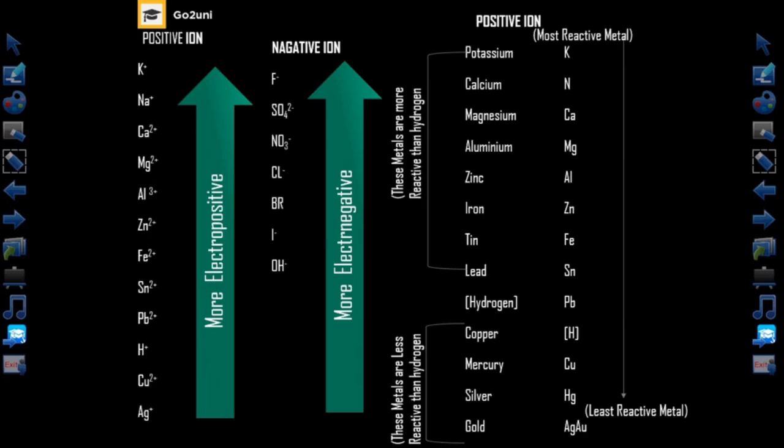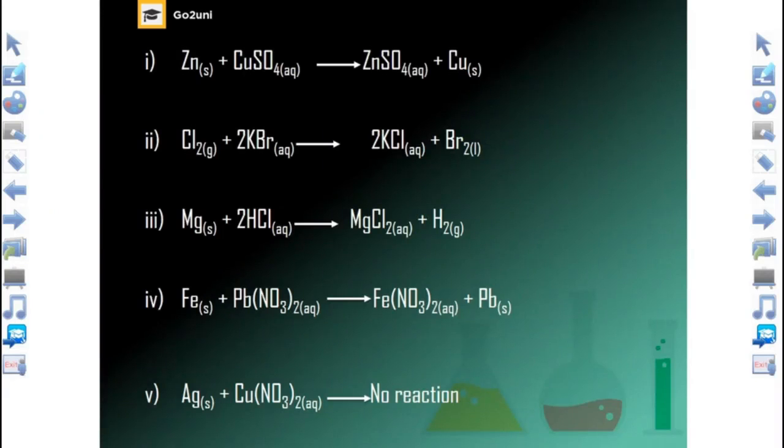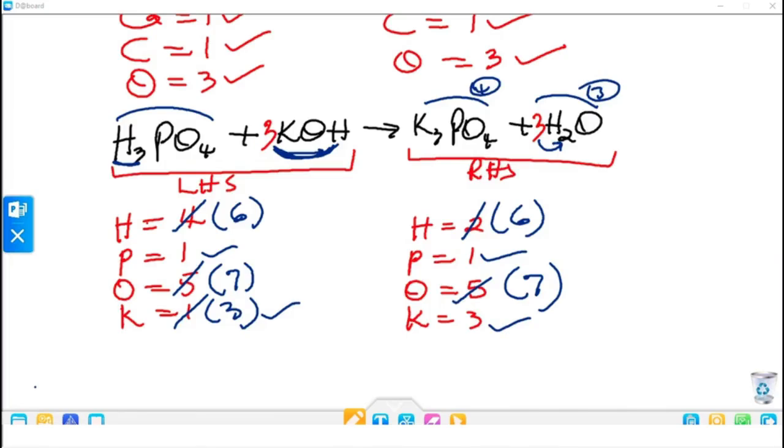So having seen the electrochemical series, as a reminder, let us take a look at some examples of displacement reactions. So looking at the displacement reaction, we have zinc reacts with copper sulfate. When zinc reacts with copper sulfate, it gives us zinc sulfate plus copper.